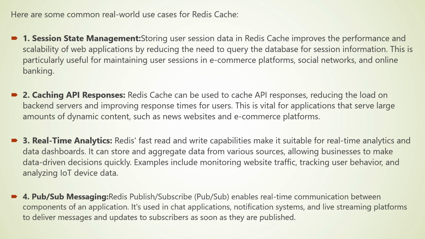2. Caching API responses. Redis Cache can be used to cache API responses, reducing the load on backend servers and improving response times for users. This is vital for applications that serve large amounts of dynamic content, such as news websites and e-commerce platforms.